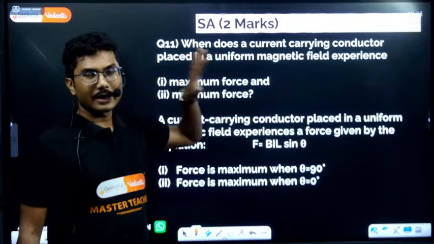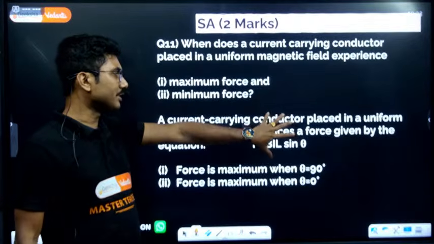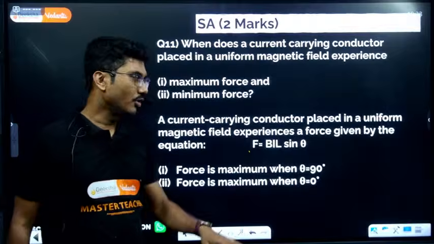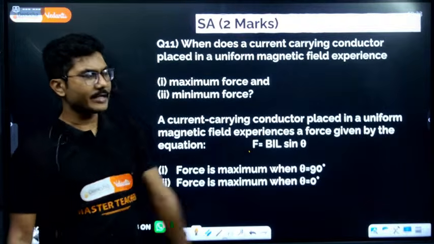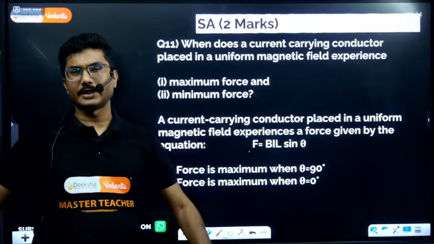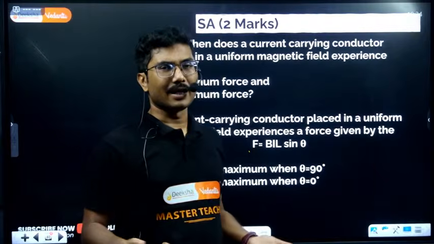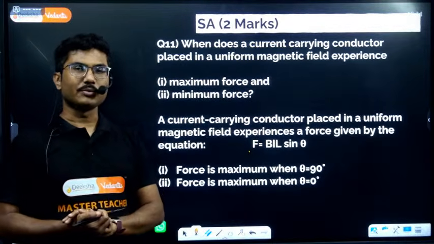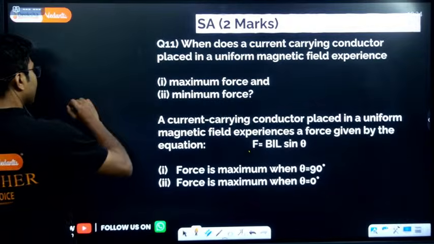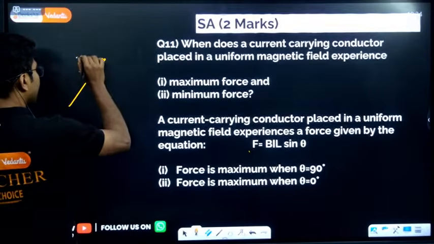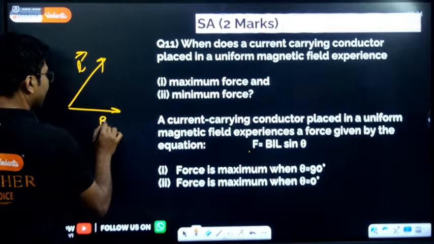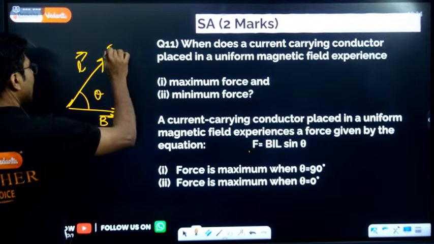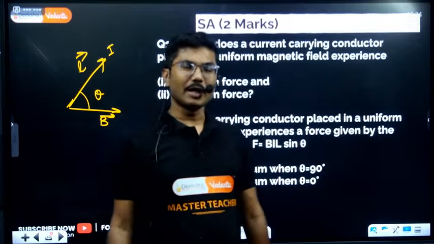If you are writing this answer, always first mention what the force is, then write theta equals 90, theta equals 0. Many students do not write anything, they just write force is maximum when theta 90. Which theta? What is theta? So either explain what theta is, or write the expression and mention that theta is the angle between the L vector and the magnetic field vector. Generally the L vector is taken in the direction of the current.